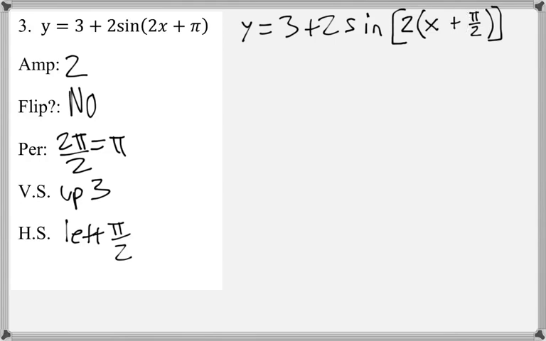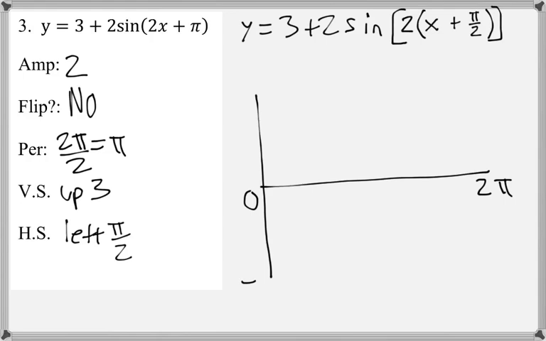So if I graph this, I'm going to do 0 to 2 pi, negative 5 to 5, and your window should be set up correctly if you did the previous problem. So I'm going to type this in, 3 plus 2 sine of 2 times x plus pi divided by 2, and graph this. And again, your graph doesn't need to be perfect as long as it's close to the graph that you see in the calculator.